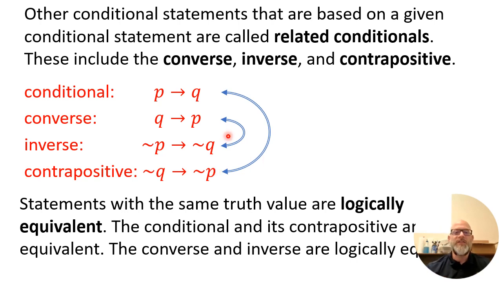All right. And then once you've done that, realize this. Statements with the same truth value are logically equivalent. Conditional and its contrapositive are logically equivalent. The converse and the inverse are logically equivalent. What am I saying? If the conditional is true, the contrapositive is true. If the converse is true, the inverse is true. If the conditional is false, the contrapositive is false. If the converse is false, the inverse will be false. Always. Because the conditional and the contrapositive are logically equivalent, they always have the same truth value, and the converse and inverse are logically equivalent. They always have the same truth value. Like two different ways of saying the same thing.